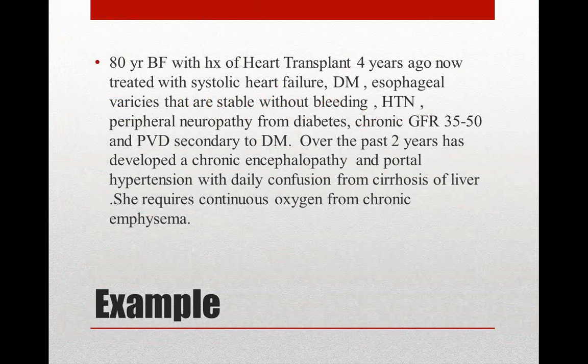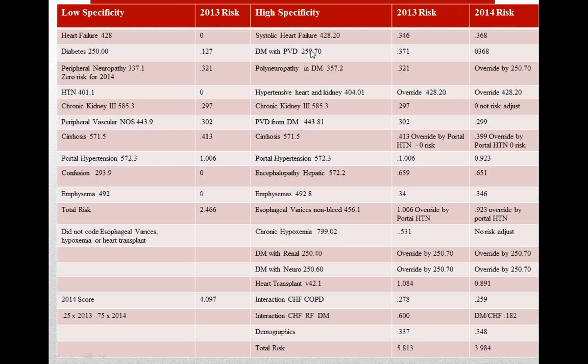So our last one, an 80-year-old with a history of heart transplant 4 years ago, was treated for systolic heart failure, diabetes, and esophageal varices. Those are stable. She has hypertension, peripheral neuropathy from diabetes, chronic GFR, some peripheral vascular disease secondary to diabetes, and over the past 2 years has developed a chronic encephalopathy and portal hypertension with daily confusion from cirrhosis of the liver. She also requires continuous oxygen from chronic emphysema. So let's see what happens here.